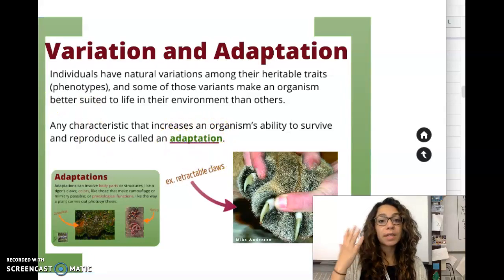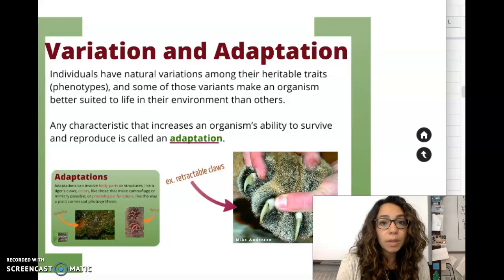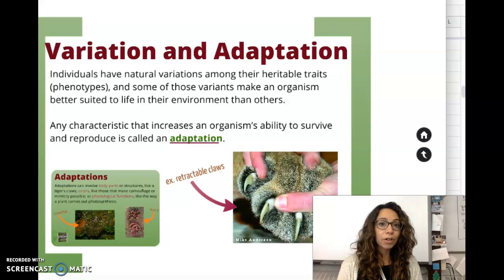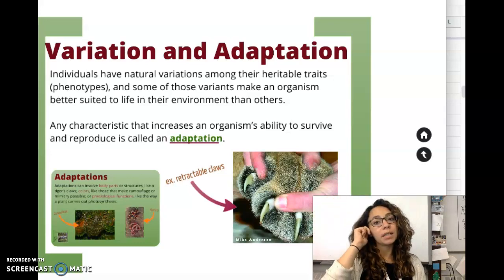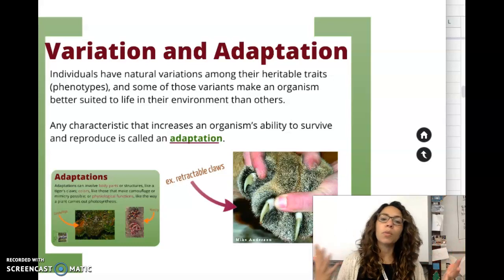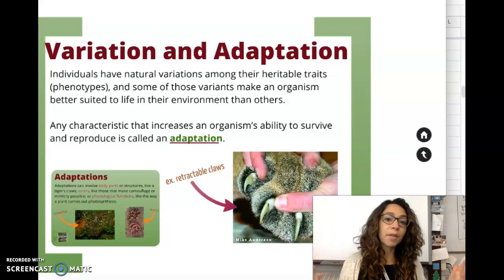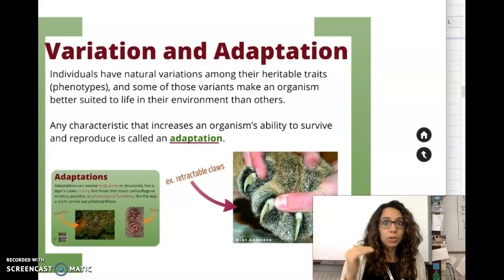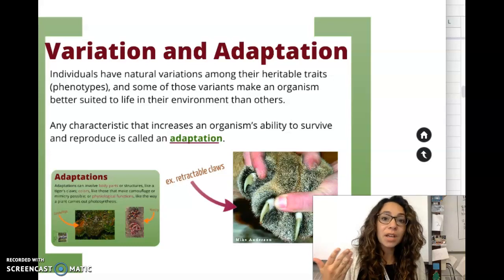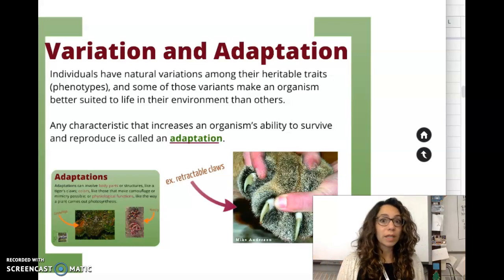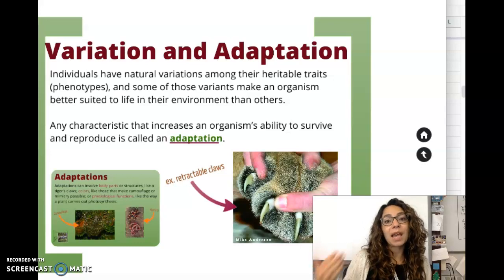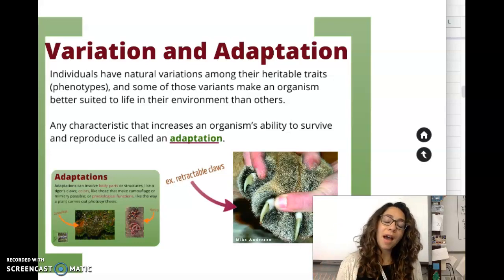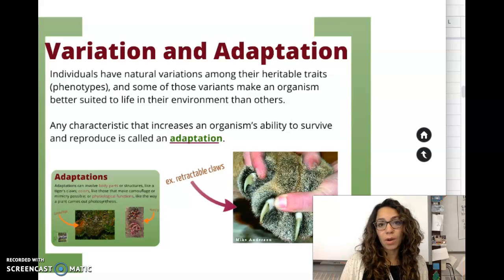So for example, skin color is something that varies among humans, right? It's a natural heritable variation. Heritable means it's inherited from our parents. And now that we live in a global world, it's not as important for our survival, but for humans that lived closer to the equator, it was more beneficial for their survival to have darker skin because they wouldn't get sunburned or skin cancer as frequently. So that was an adaptation that humans who lived close to the equator evolved to have.